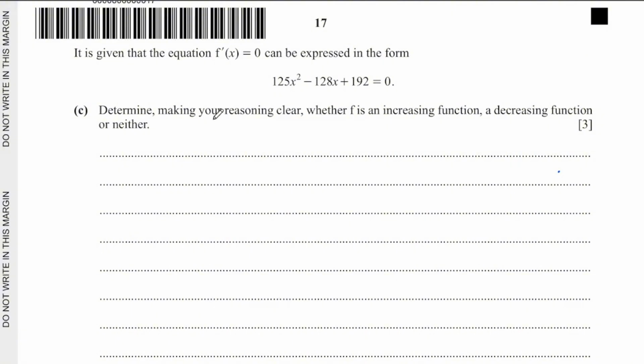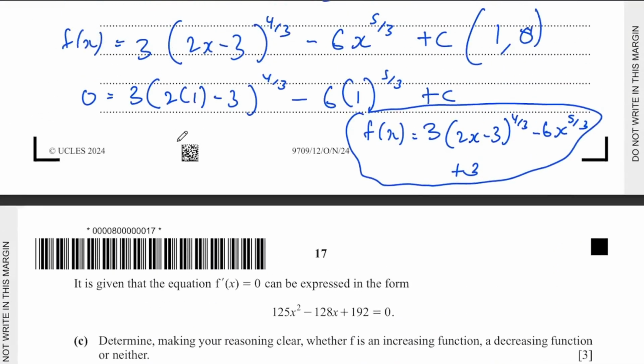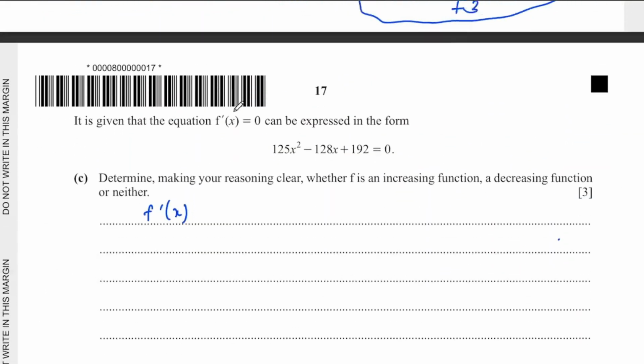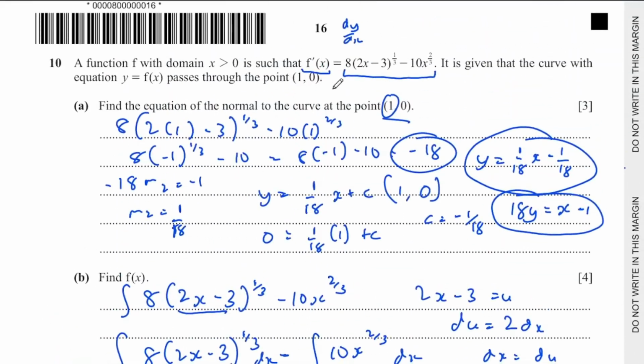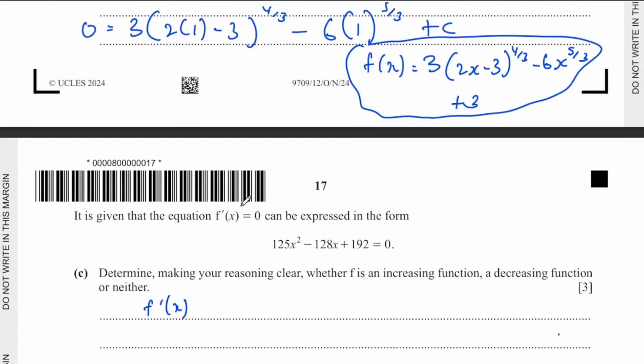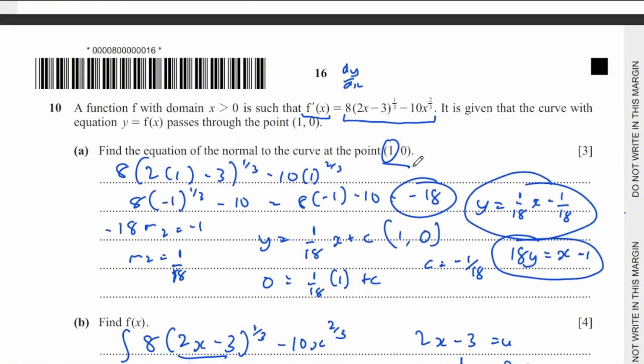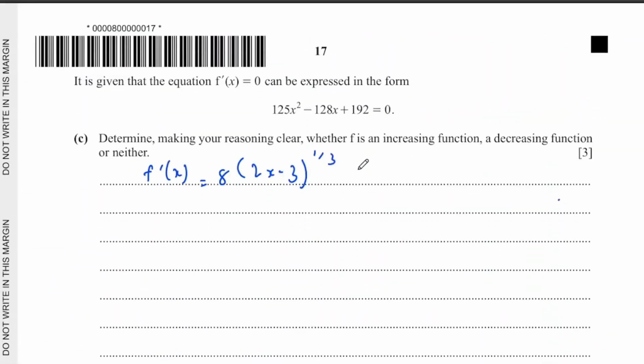For this final part, it says it is given that the equation f prime of x, which was, not found above, but it's given in the question, 8 times (2x minus 3) to the power 1 over 3, and then minus 10x to the power 2 over 3. That we need to make equal to 0, and we have to express it in that form, right?